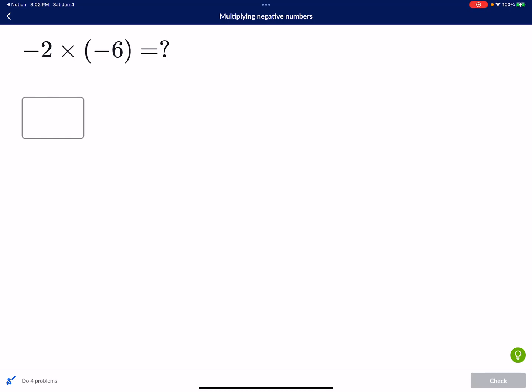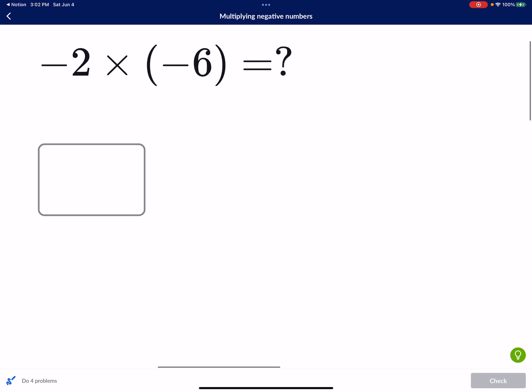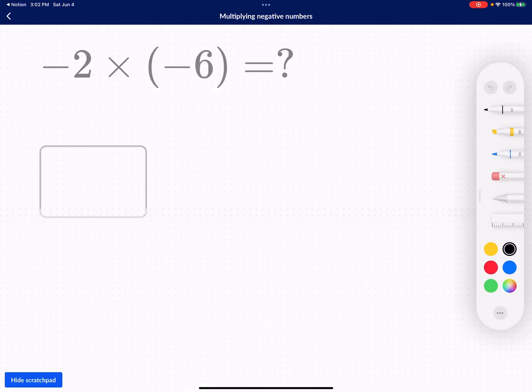Hello everyone, so let's take a look at this problem. So I got -2 minus -6. So what does this all mean?